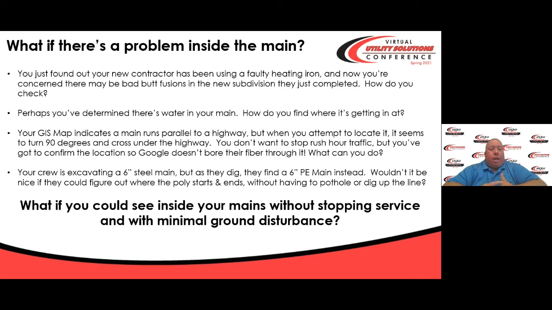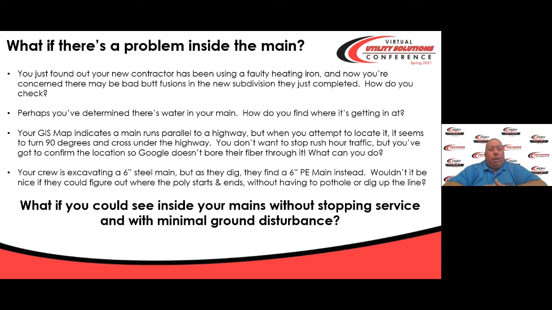For example, your GIS map may indicate that a main is supposed to run parallel to a highway, but when you attempt to locate it, it seems to turn 90 degrees and cross under the highway. You don't want to stop rush hour traffic, but you've got to confirm the location so Google doesn't bore their fiber through it. What are you going to do?